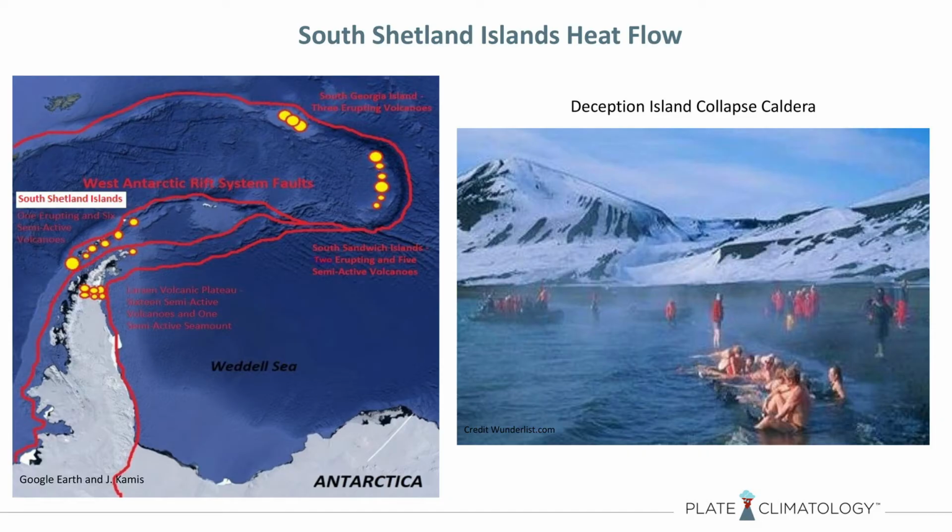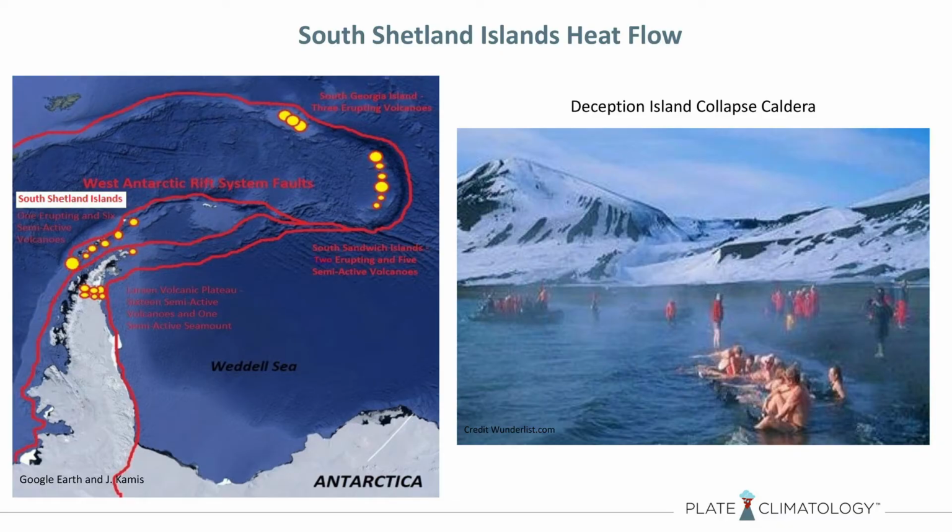Again, you can see the strings of volcanoes, the long linear string of volcanoes, where there's 6 of them, one very large, is called the South Shetland Islands specifically. This is an area that contains one of the most active volcanoes in all of Antarctica. It's called the Deception Island Collapse Caldera.